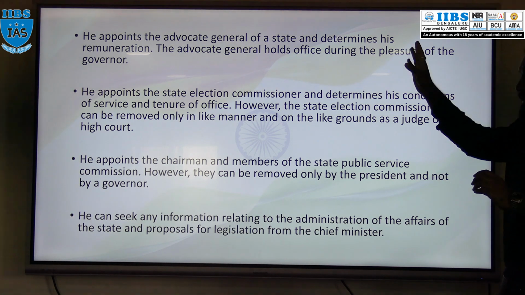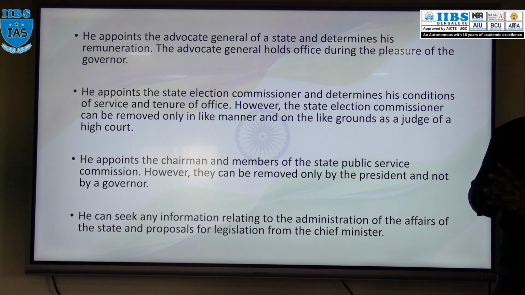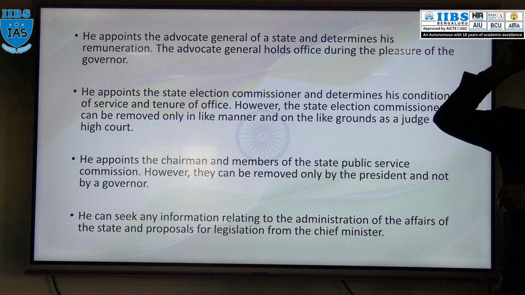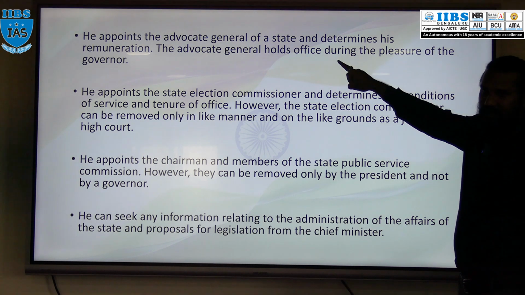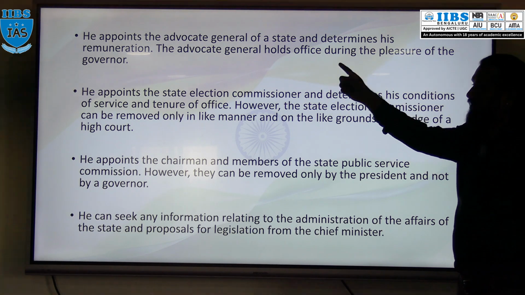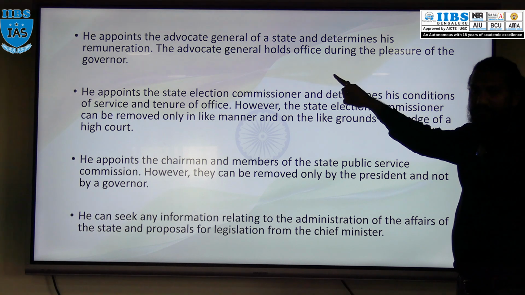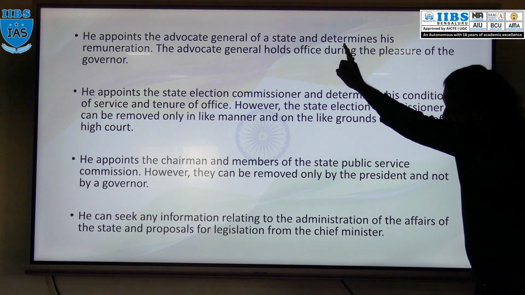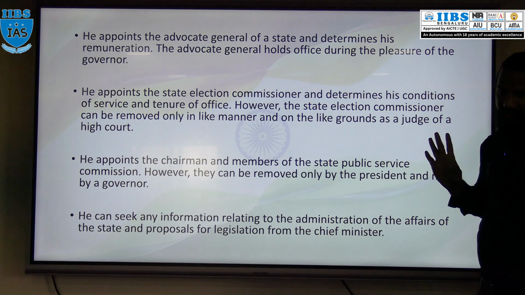Apart from that, it is the governor who appoints the Advocate General of the state. At the central level we have the Attorney General of India; at the state level we have the Advocate General of the state. The governor will appoint him, the governor will determine his remuneration and salary, and the Advocate General of the state will hold office during the pleasure of the governor. It is also the governor who appoints the State Election Commissioner.